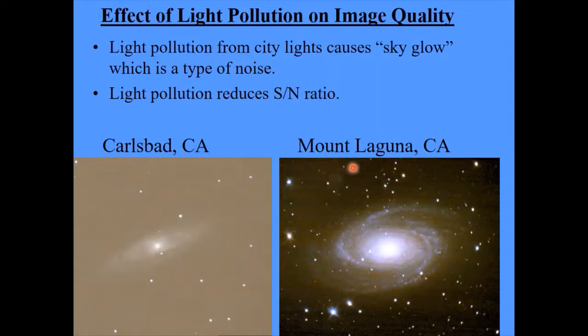Now, look at this picture I took up on Mount Laguna. These are the local mountains out to the east of San Diego, up about 6,000 feet in elevation. Out there, there's very little light pollution. The skies are dark and clear. And so here you can see, the galaxy picture here is much, much better because of the lack of light pollution. Notice how dark the sky is behind the galaxy. That's what we expect to see in an astrophoto.